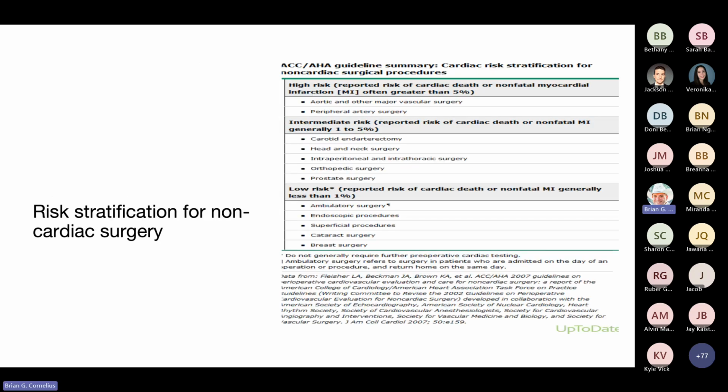So make sure you're utilizing the risk stratification for non-cardiac surgery just to figure out who's high risk for cardiac procedures.